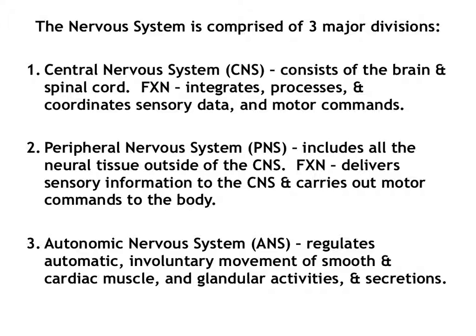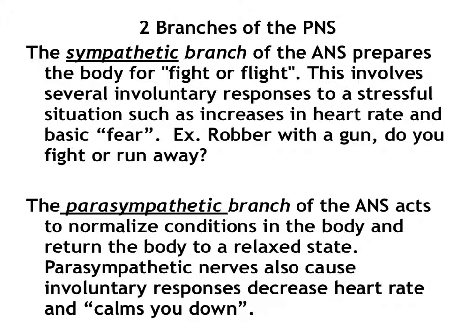In the peripheral nervous system, we have the autonomic nervous system, and that regulates automatic involuntary movement of smooth muscle, cardiac muscle, and glandular activities and secretions, and that would be number three. Two branches of the autonomic nervous system, and there's a typo there, we corrected it in class, it should be ANS, are the sympathetic division and the parasympathetic division.